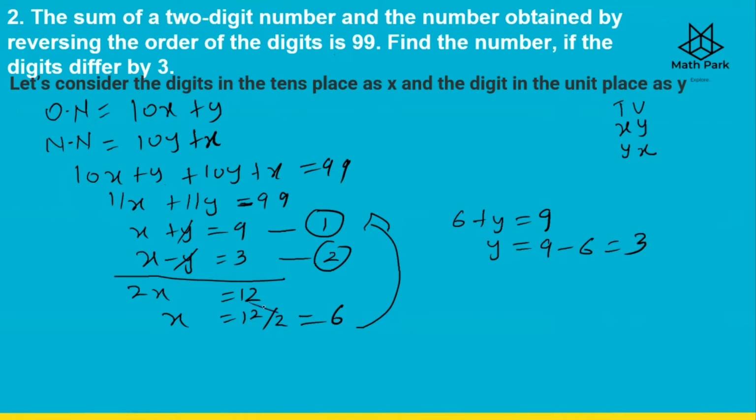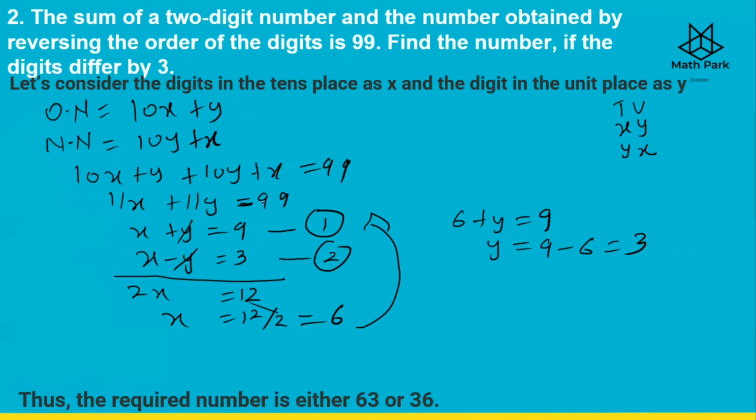Now here they have not said which number is greater and which one is smaller. Had we taken the equation as y minus x is equal to 3, we would have got different values of x and y. So this is how we get the original number to be either 63 or 36.